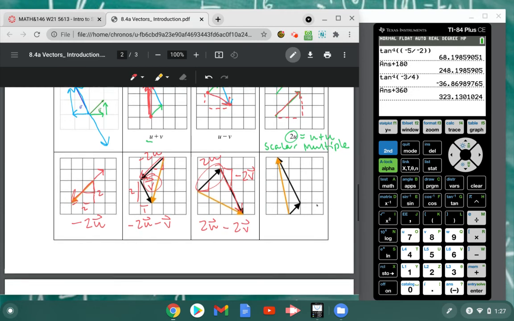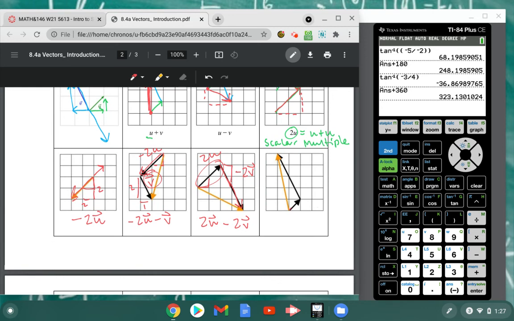Okay, so finally, it looks like I'm starting with vector u here, and it is just vector u, no changes. And this is vector v because it has the same slope, but it's twice the length. So this is 2v. So vector u plus 2 times vector v.